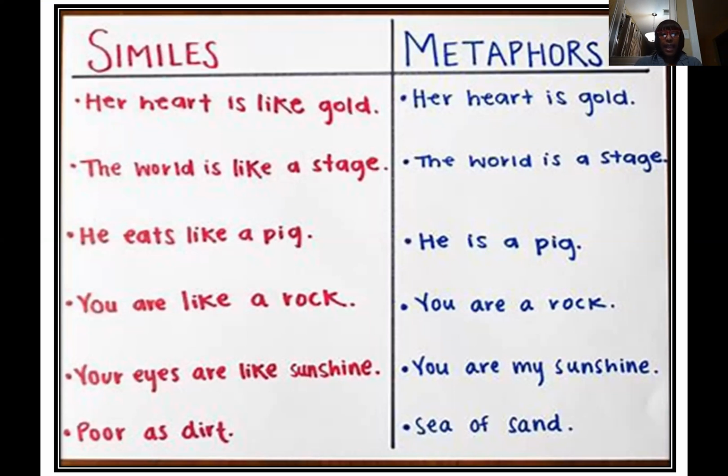Similes: I have for the first example, her heart is like gold. I see the word like. We know that her heart is being compared to gold. We know that we're not literally saying that her heart is gold. Obviously, you can't have a heart that's truly gold because that just won't work. But we can compare it by saying that the heart is like gold.